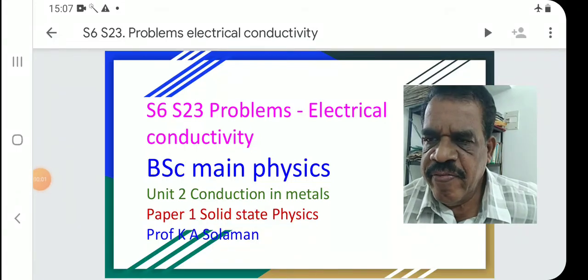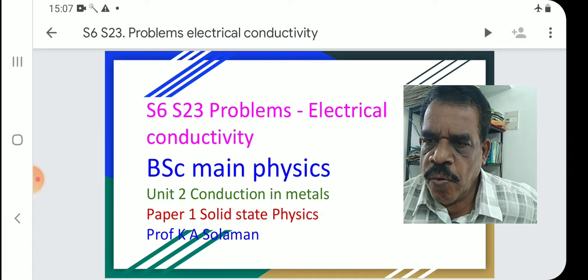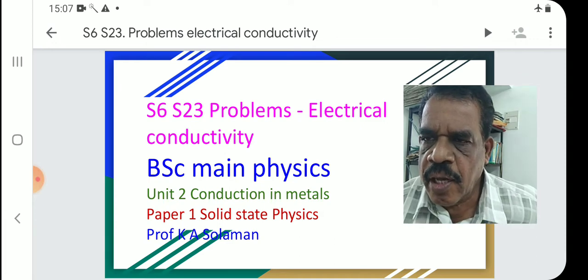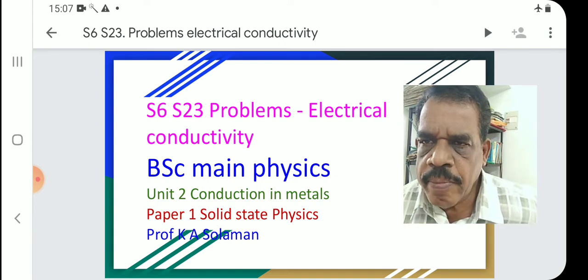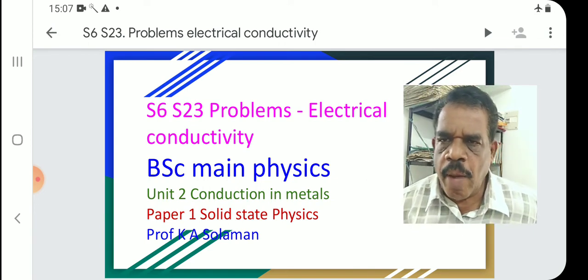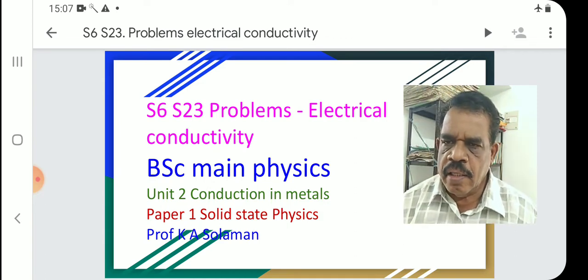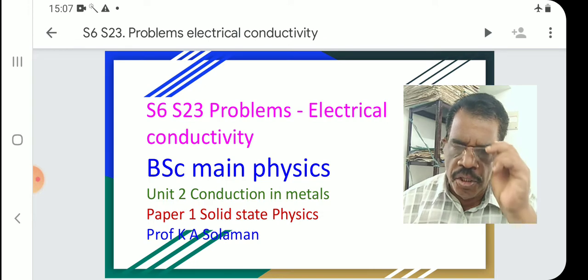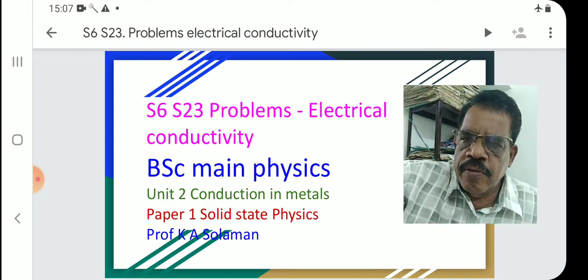Welcome to BSc Main Physics, Semester 6, Paper 1, Solid State Physics, and today the class is S23, Problems on Electrical Conductivity. Problems on Electrical Conductivity, Unit 2, Conduction in Metals. We continue. Semester 6, BSc Main Physics.